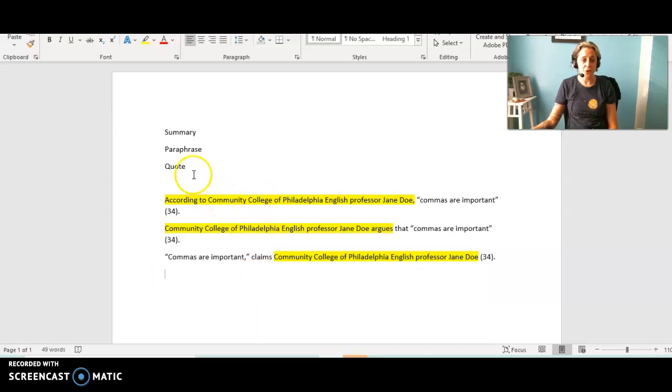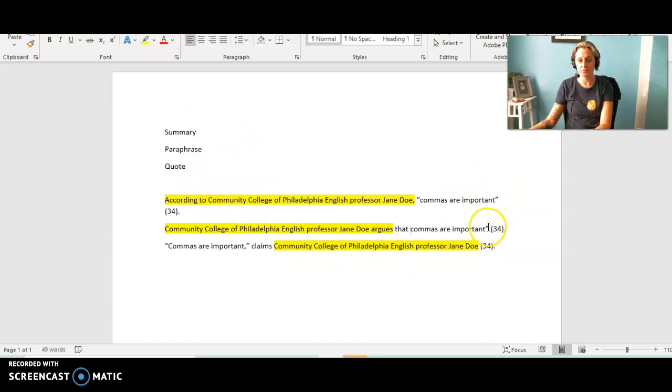You want to use them whether you're quoting, paraphrasing, or summarizing, right? Because this doesn't have to be a quote. Maybe you just paraphrased. Maybe she didn't say commas are important. Maybe that's your paraphrase or your summary of her, right? So any way you cut it, you really need signal phrases.